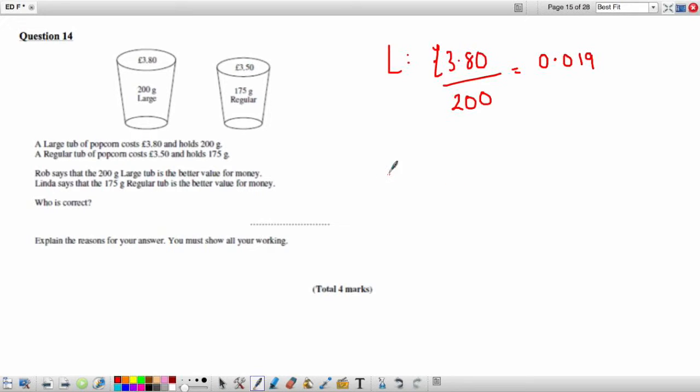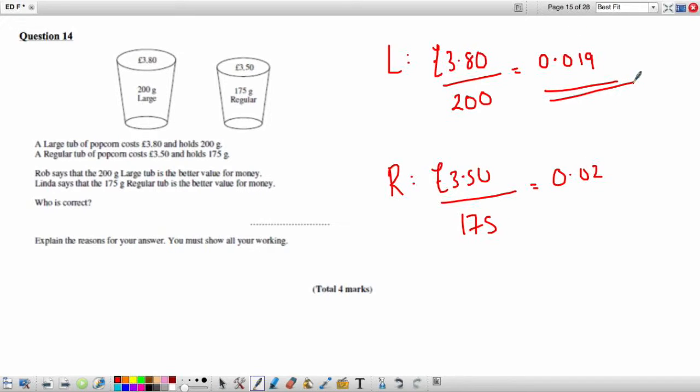So £3.80 divided by 200 is equal to 0.019. We then do the same for the regular. The price, £3.50 in this case, divided by the number of grams, 175, which will then give our price for 1 gram, which is 0.02. And we're looking for the cheapest, the smallest number, which will be this one here, which is the large tub. Therefore, Rob is correct.